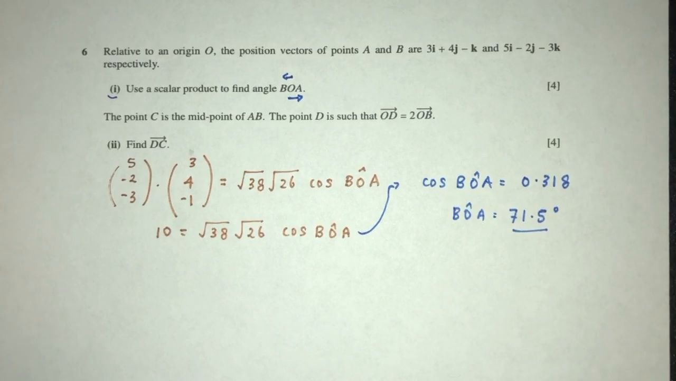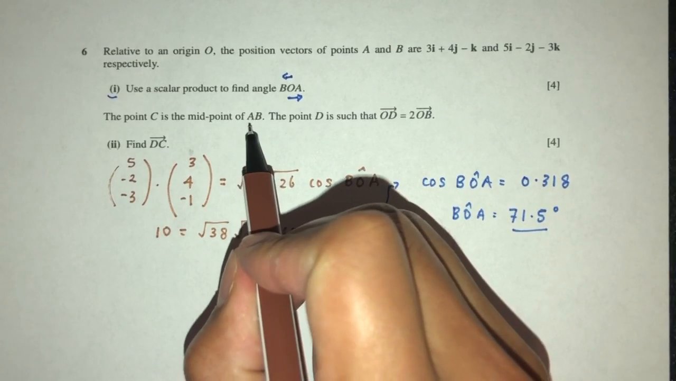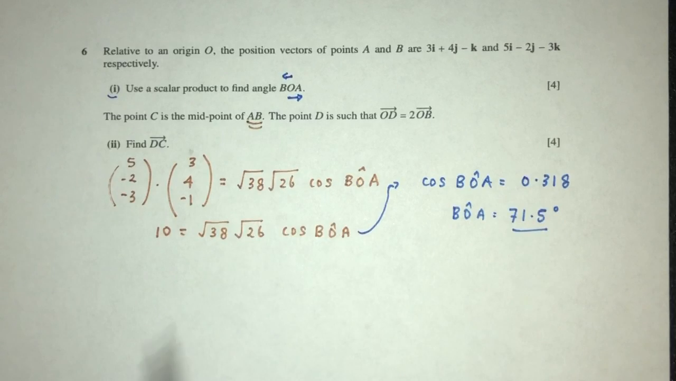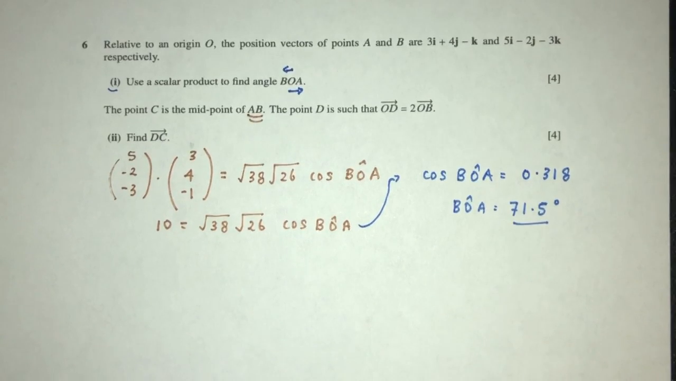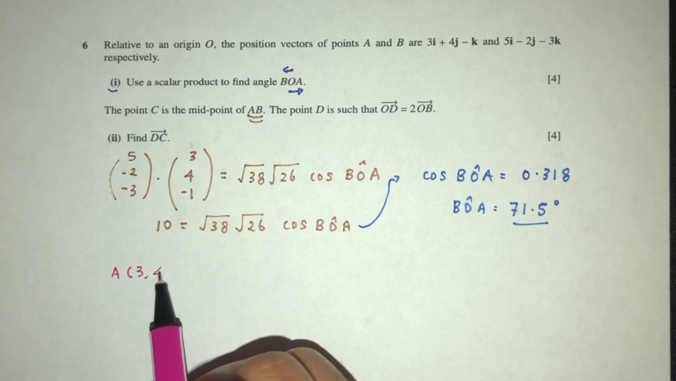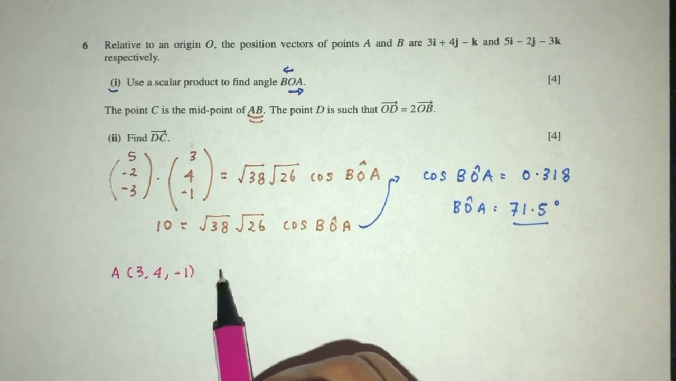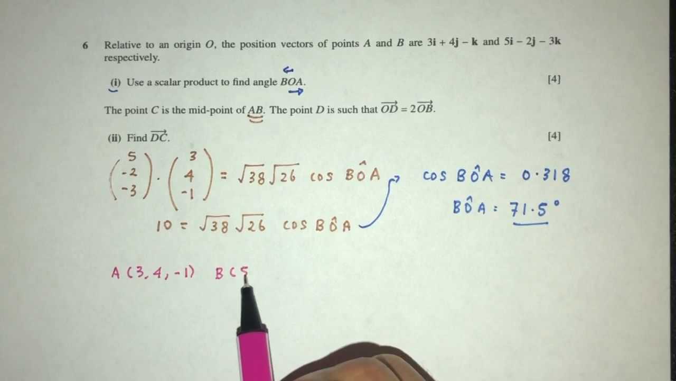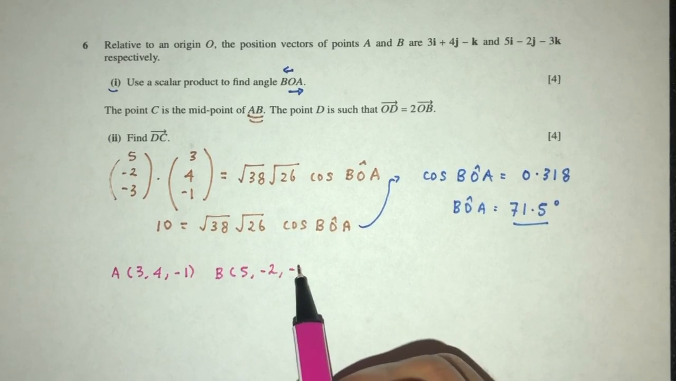Now, the point C is the midpoint of AB. So let's first find the point C. How would you find the midpoint of AB? So we know the point A is given to you by 3, 4, minus 1, and the point B is given to you by 5, minus 2, and minus 3.